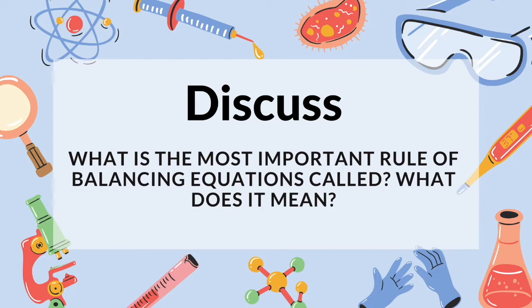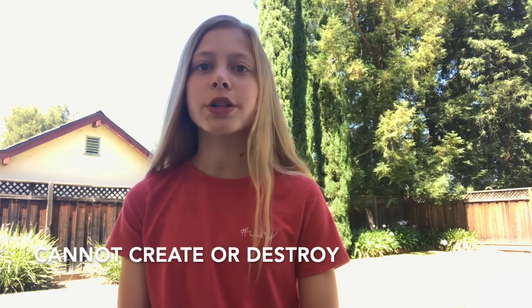What does it mean? The law of conservation of mass, developed by Antoine Lavoisier in 1789, states that during a chemical reaction, matter is neither created nor destroyed. This means that if you start a reaction with a certain number of atoms, you cannot create or destroy atoms. So, in the final product, you will have the same number of atoms. All that happens during reactions is that the original atoms, compounds, or molecules rearrange to form different ones.